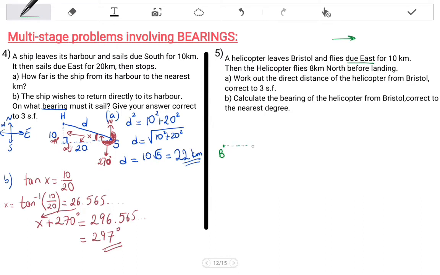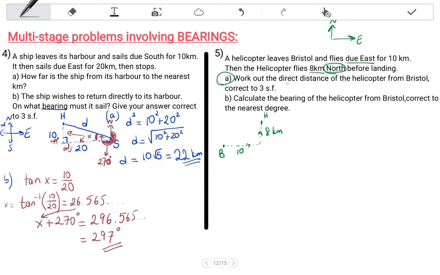So it flies due east for 10 kilometers. Afterwards, the helicopter flies to the north 8 kilometers. So north is this direction. This is north, this is east. So it moves 8 kilometers in that direction. First east, then north. And this is the last position of helicopter. So I put capital H, indicating the position of helicopter.